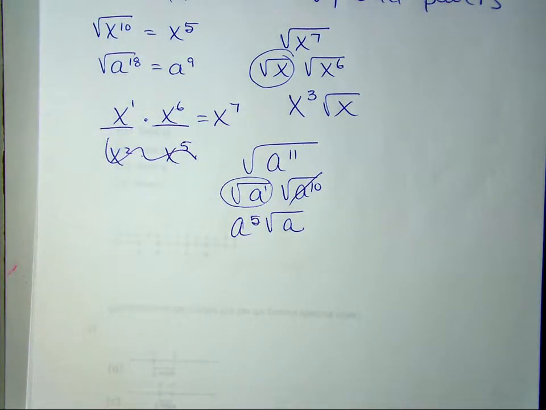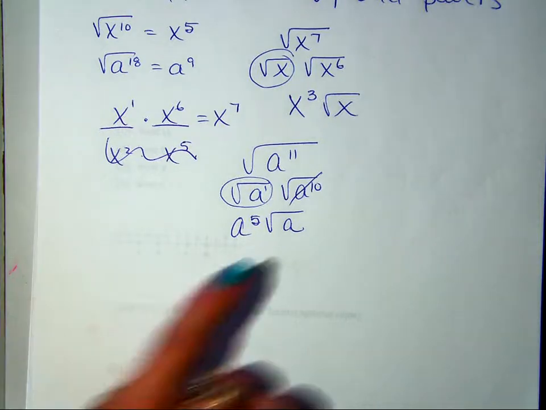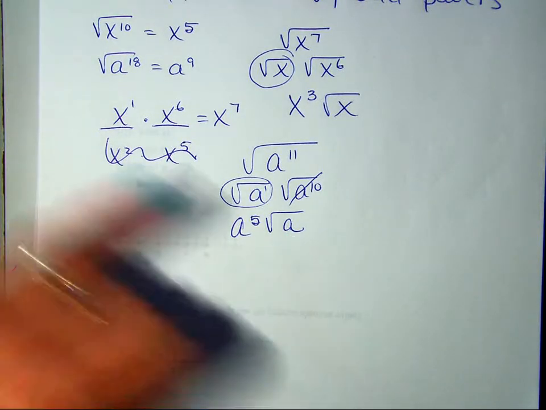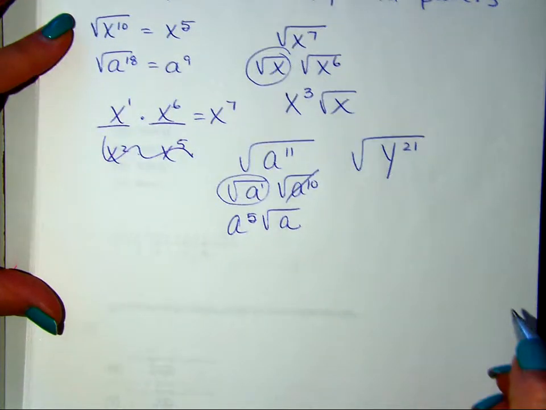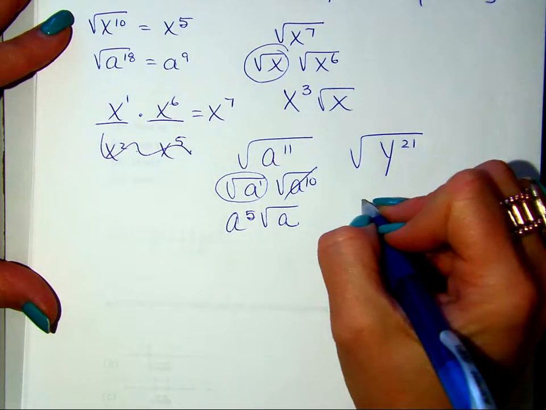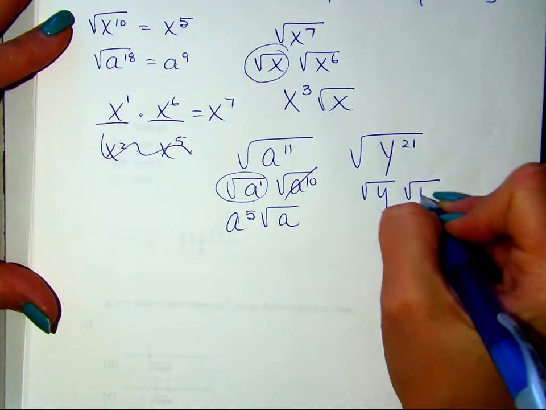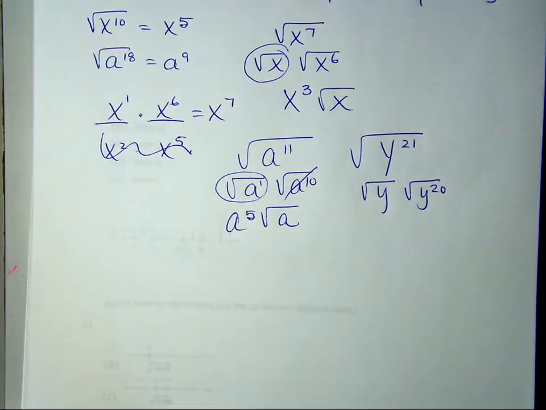So you're kind of starting to see what's happening. With odd powers, you're always going to have 1 left over. So let's take y to the 21st. And if I want to know the square root of that, I need to break it down into the square root of y and the square root of y to the 20th. So go ahead and give that a shot. See what you get.